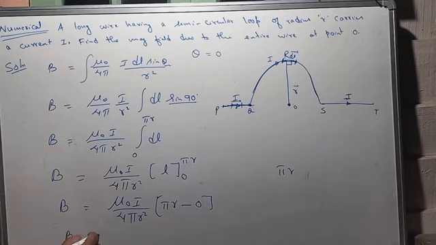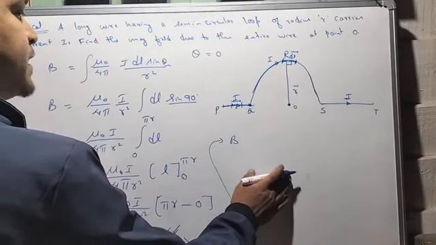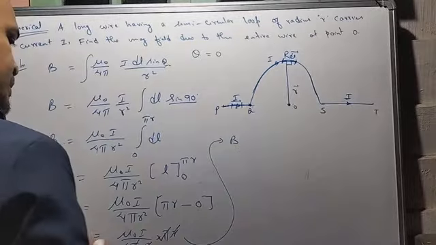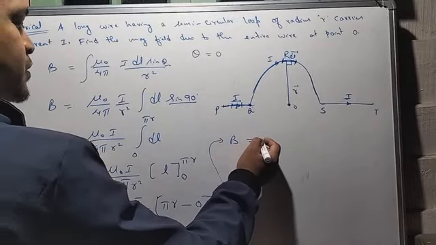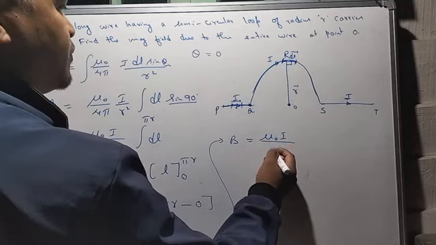So B is equal to how much here? Just mu naught I upon 4 pi r square times pi r. Now this pi with this pi cancel, and this small r with this r cancel. So your magnetic field at the center of the semicircular loop becomes how much? Mu naught I upon 4r.